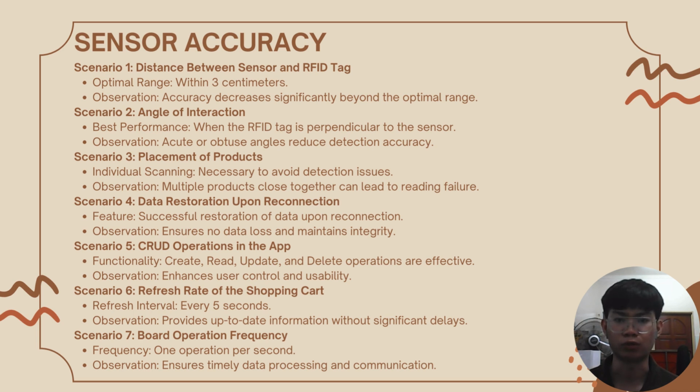The sixth scenario is refresh rate of the shopping cart. The shopping cart will refresh every 5 seconds. This is to provide up-to-date information without significant delay. The seventh scenario is bot operation frequency. There is one operation per second. The observation is to ensure timely data processing and communication.